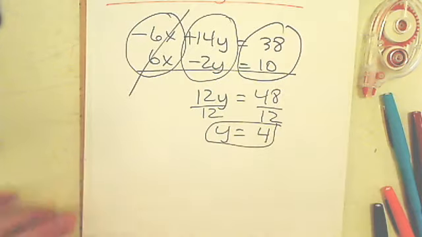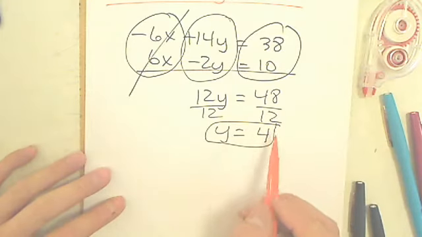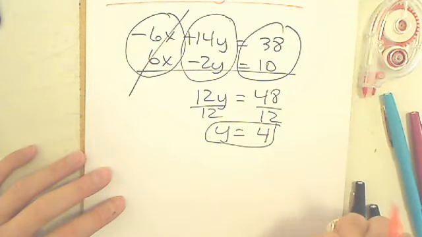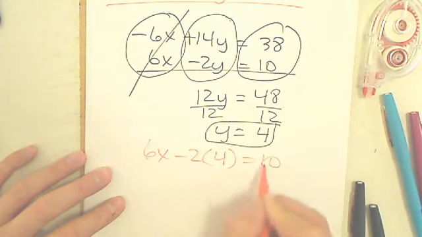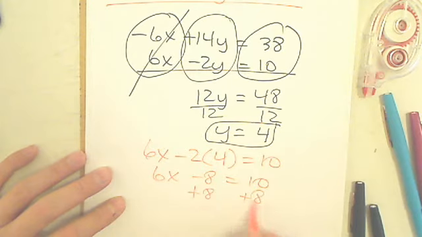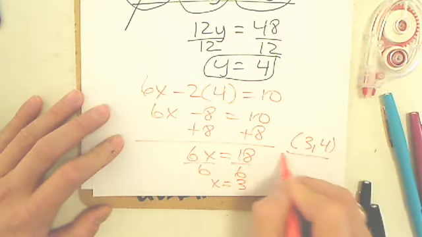And then what? Where do we put this y back in? Second one? First one? Doesn't matter. Let's use the second one. 6x minus 2 times 4 equals 10. 6x minus 8 equals 10. Add 8. 6x equals 18. X is 3. Answer: 3, 4.